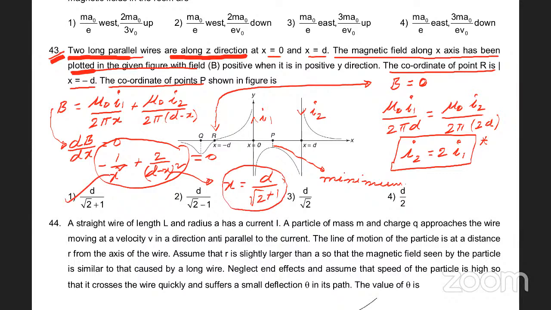So the important points: first, at R the field is 0. From that we get the relation between I1 and I2. Then write the expression for B at point P with respect to x, differentiate with respect to x, and equate to 0, which is the condition for minima. From that you will get x equal to d by root 2 plus 1. So the answer is 1. This is a good question. Let us go to the next one.